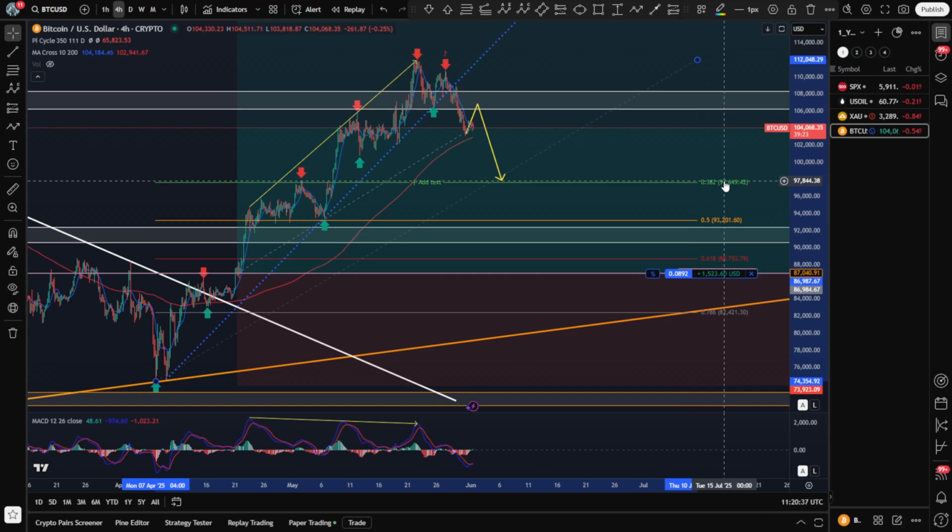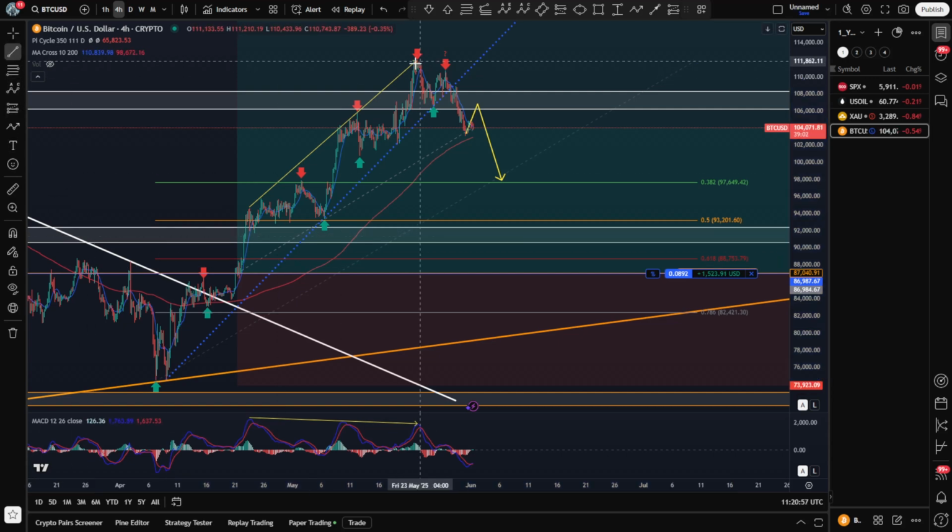And that would be a good area to maybe increase the long position I have here. I was risking 1%. I already moved my stop loss to my entry level. So the trade is technically risk-free except for the fees I paid to enter the trade and to exit the trade.